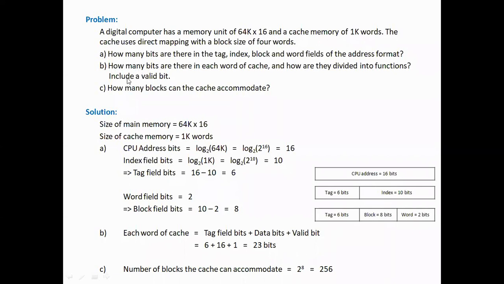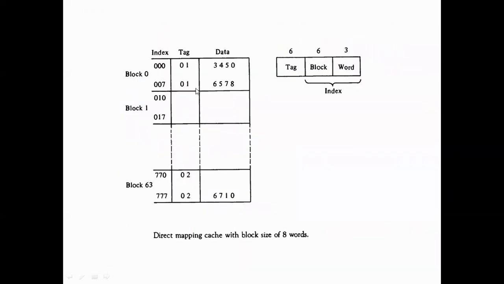And in this B part, there is an extra thing. It says include a valid bit. So what is this valid bit? In some cache, there is an extra thing called a valid bit. So in this cache, we have a tag, and then we have a data, and here there could be another column that is called a valid bit column, which if it contains 1, it means this word is valid, and if it contains 0, this means this word is invalid. In some cache, it could be like this.